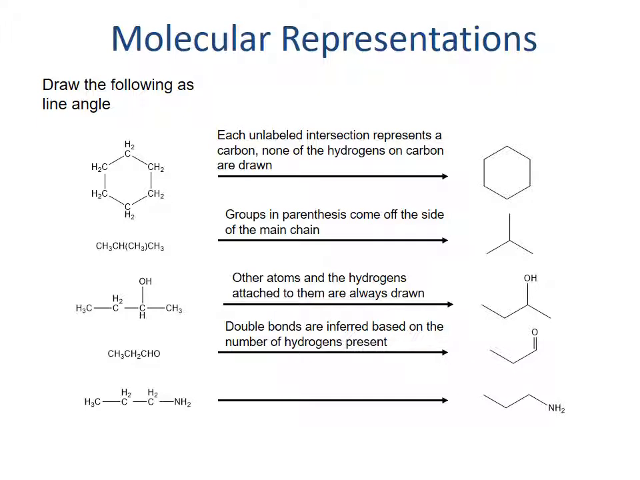Other atoms and the hydrogens that are attached to them are always drawn. So on the third molecule down, we see that there is an OH. That OH is maintained in the line angle structure. We don't have the hydrogen on the oxygen disappear, and certainly not the oxygen.